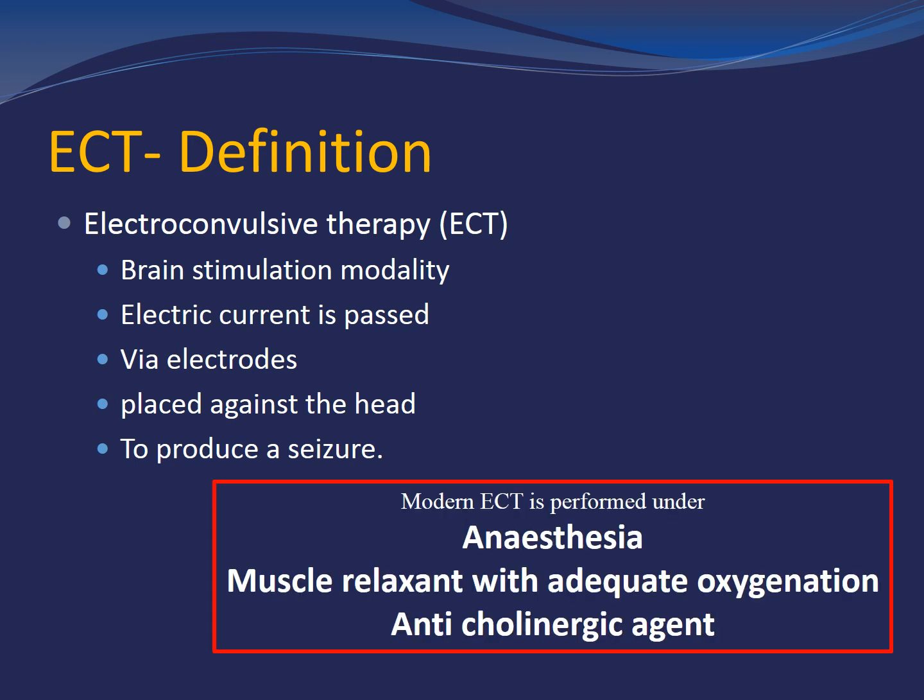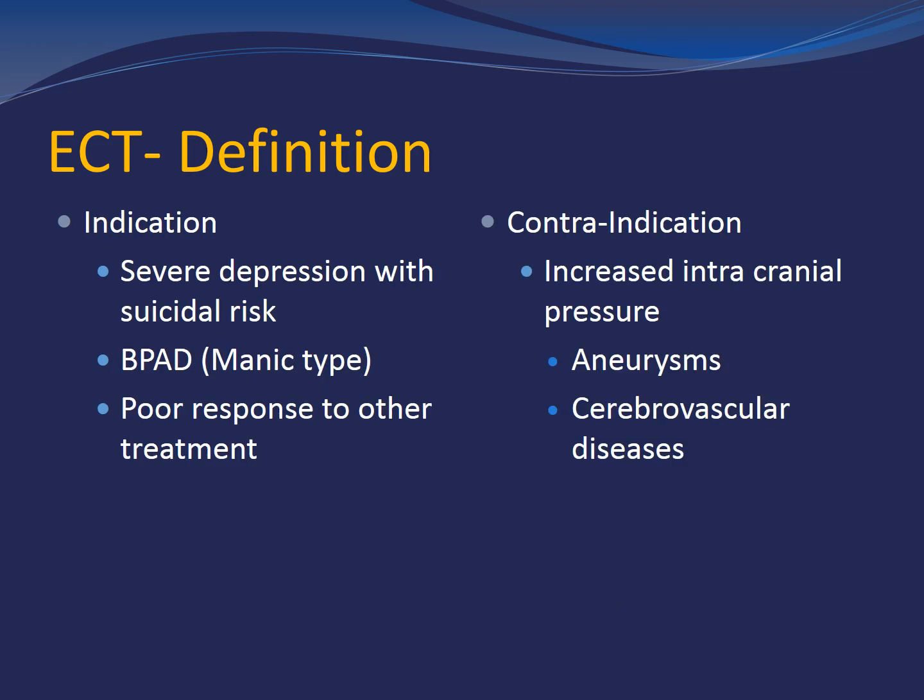Modern ECT is performed under 4 things. Number 1, anesthesia. Number 2, muscle relaxant. Number 3, oxygenation. Number 4, anticholinergic agent. Indication: severe depression with suicidal risk and BPAD, especially the manic type, and all the other treatment resistant cases. Contraindication: absolutely contraindicated in conditions with increased intracranial pressure such as aneurysm, brain tumors, cerebrovascular diseases, etc.